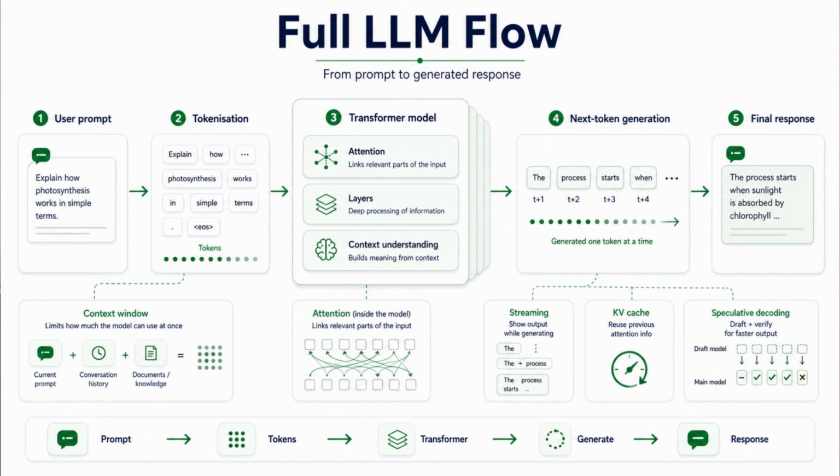If the serving system uses KV cache, generation becomes more efficient because some previous calculations are already reused. And if speculative decoding is available, the response may be generated faster by using a draft and verify approach. So in this video, we understood the main flow behind how modern large language models process text and generate responses.